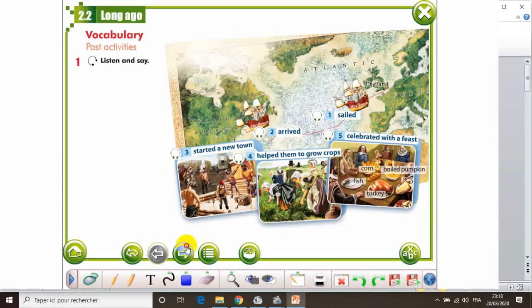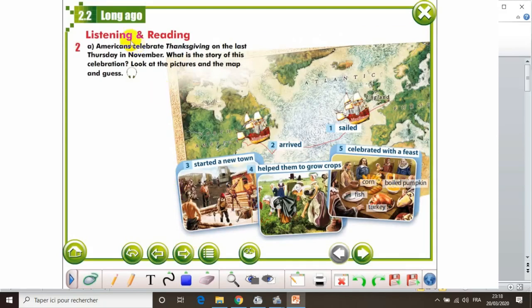Okay, now move to listening. Americans celebrate Thanksgiving on the last Thursday in November. Thanksgiving, or in Arabic we say Eid Shukr. This is a day that American people celebrate each year. Each year, كل سنة. When? On the last Thursday in November. Each last Thursday in November, they celebrate a day that is called Thanksgiving.